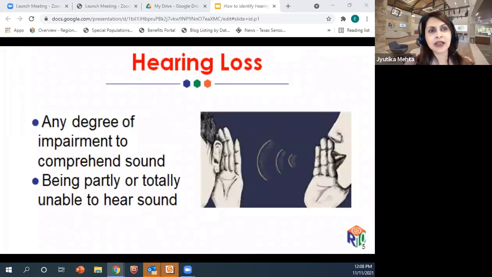So before we get to the neuroplasticity, we need to identify what constitutes hearing loss, right? Hearing loss is simply defined as any degree of impairment to comprehend sound. Very simple definition. Anytime we have a deficit in perceiving certain ranges of sound, that constitutes hearing loss.